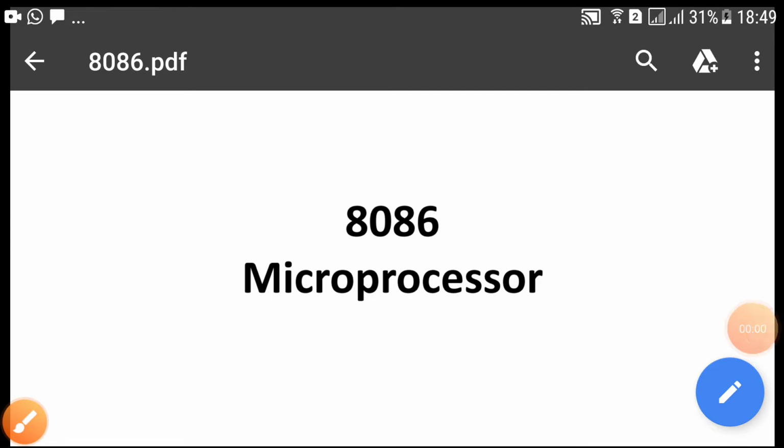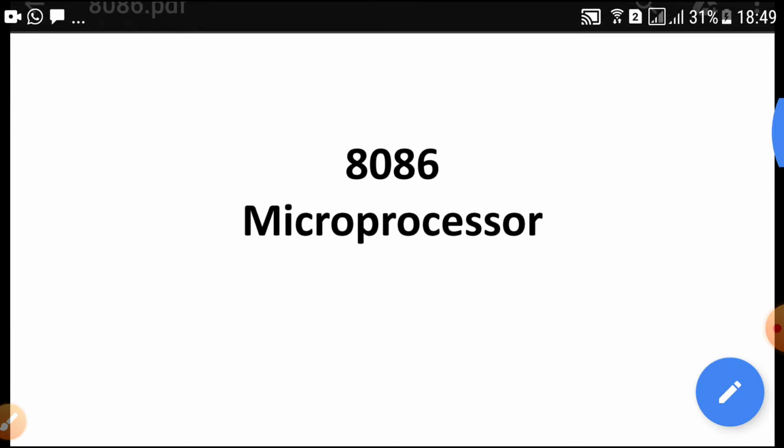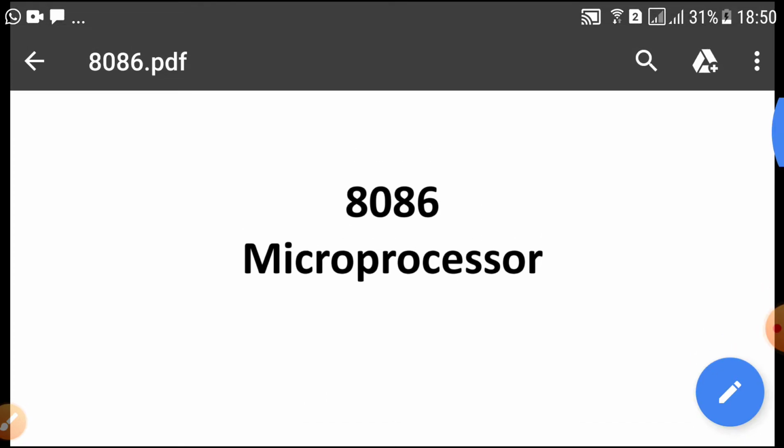Now, after 8085, Intel has come with the next processor, that is 8086. It is a 16-bit processor and has more capability in comparison to the 8085. It is also an integrated chip of 40 pins, and we have to study this 8086 processor.